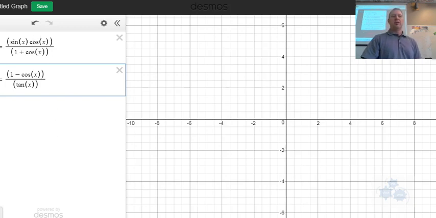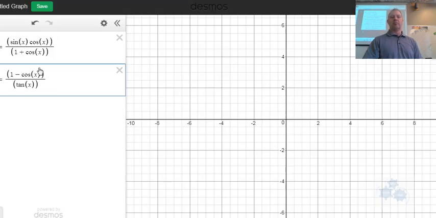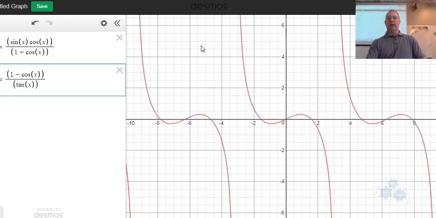So if you graph both of these individually, what you really want to do is graph y equals the left side and y equals the right side, just like I've done here. Oh, it's frozen. Sorry. Is that good? Okay, so I'm going to light up this first one here, and it should look something like this. Did you guys have something like this on your calculator?